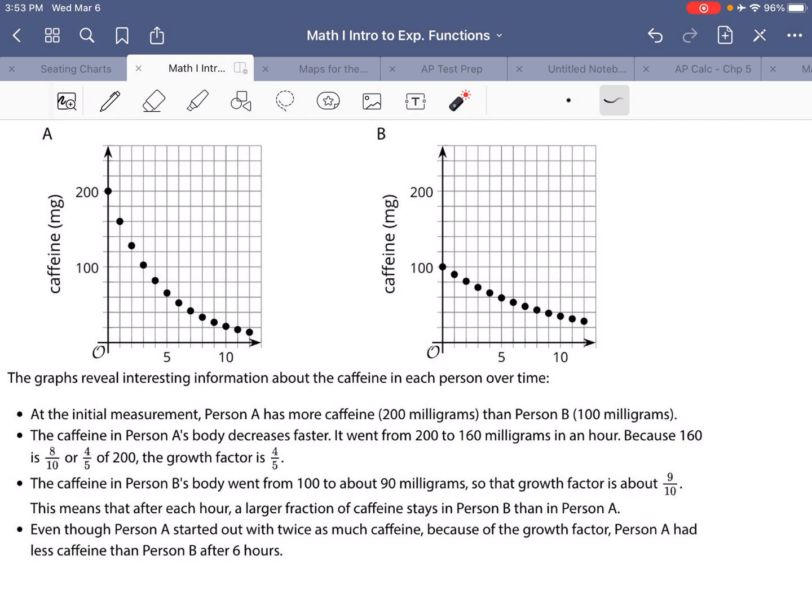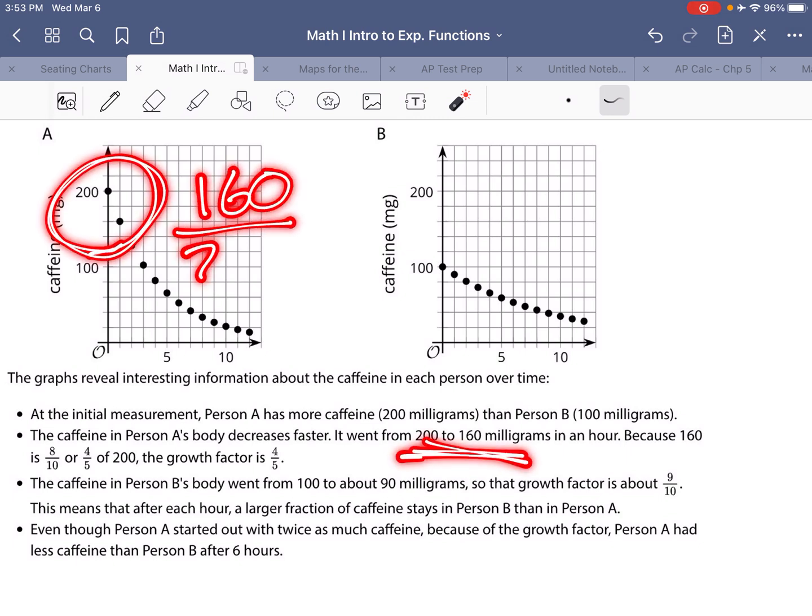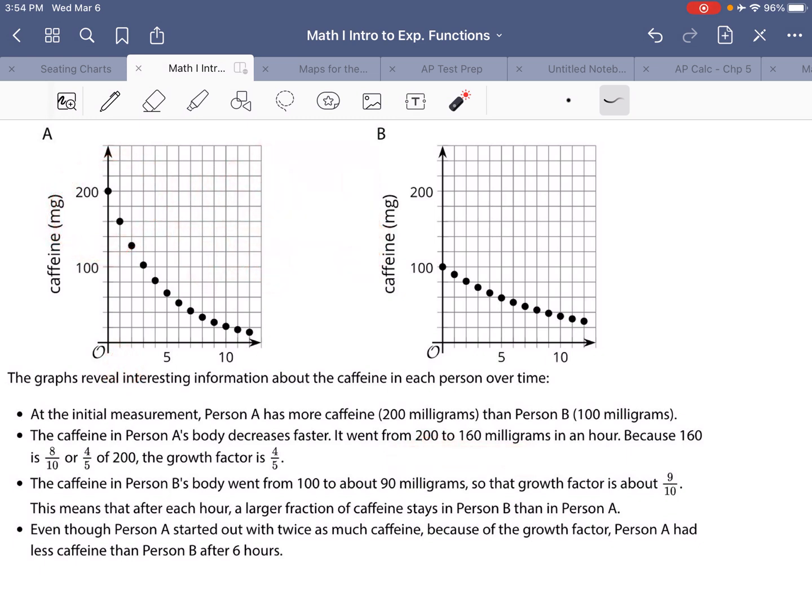If we take a look at person A, it goes from 200 to 160 milligrams, and if we want to figure out what our growth factor would be, or decay factor, we just divide that out and we get 4/5. So 4/5 of the caffeine is left after one unit of time. I don't know if it's a minute or an hour. Anyway, 4/5 is left, which means that they are processing or losing 1/5 of their caffeine for each hour, I guess.